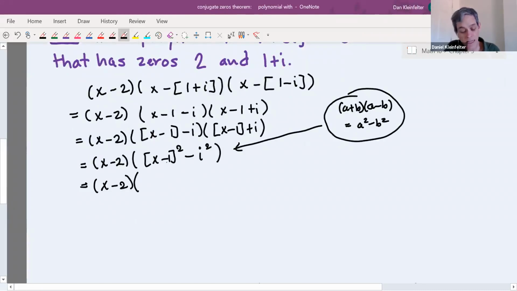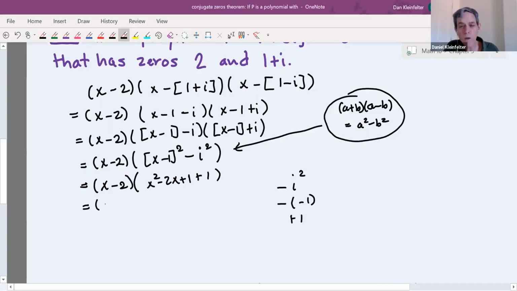Okay, so the x minus 1 squared piece is x squared minus 2x plus 1. And then minus i squared will give us another plus 1, because it's minus, and then the i squared itself is -1. So that will give you ultimately a second plus 1 here. We're almost done. x minus 2 times x squared minus 2x plus 2. Okay, so you can see now that all the i's are gone. When we keep multiplying this out, we're going to end up with just real numbers.